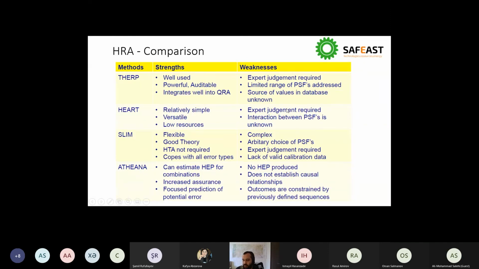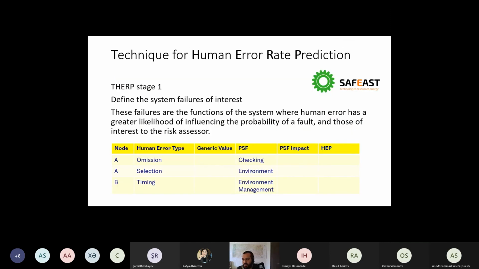Without going through each of them, I can summarize it all. Quantifying human error is not really an easy task, and most of the time expert judgment is required for the quantification of human error. So I will show you one example. This is an example for THERP, the technique for human error rate prediction. What you do is define the system failure of interest.